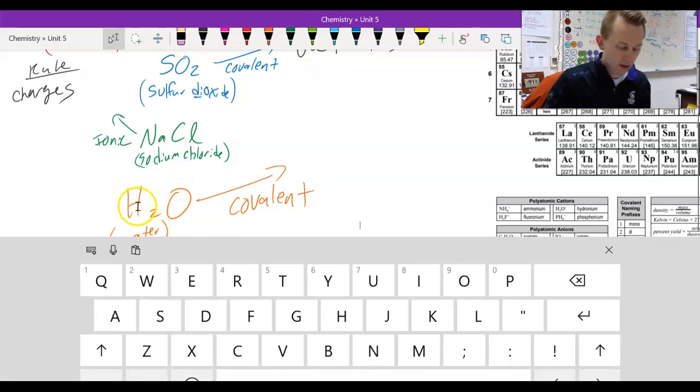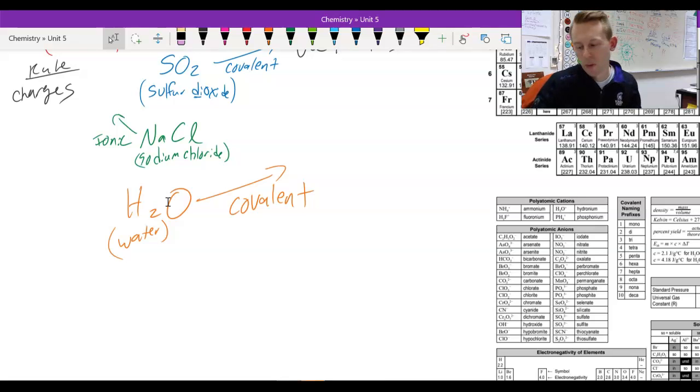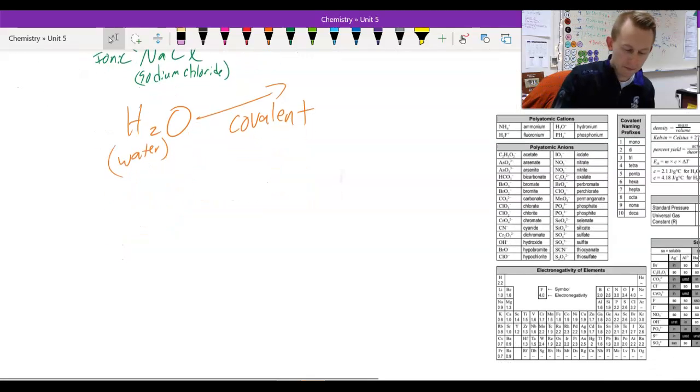You'll notice that this isn't called dihydrogen monoxide because it's a special chemical. Some special chemicals get their own special name, though if we wanted to name it, we could call it that.